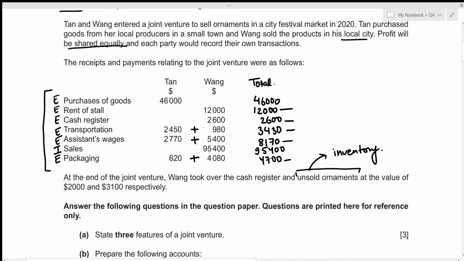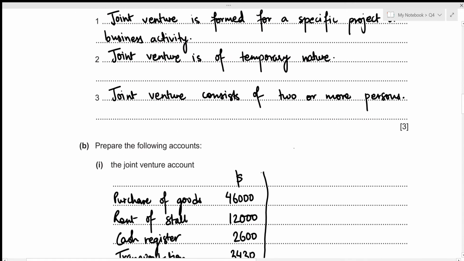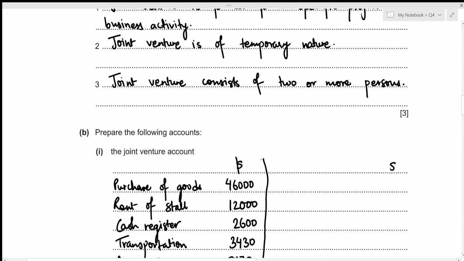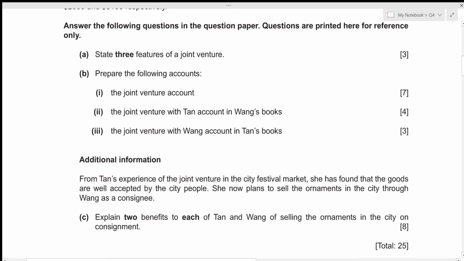So the first major source of income is obviously sales, which amounted to 95,400. This will be recorded on our credit side. Let's do that. So we have sales amounting to 95,400. And we are also given an additional information, so let's have a look there.